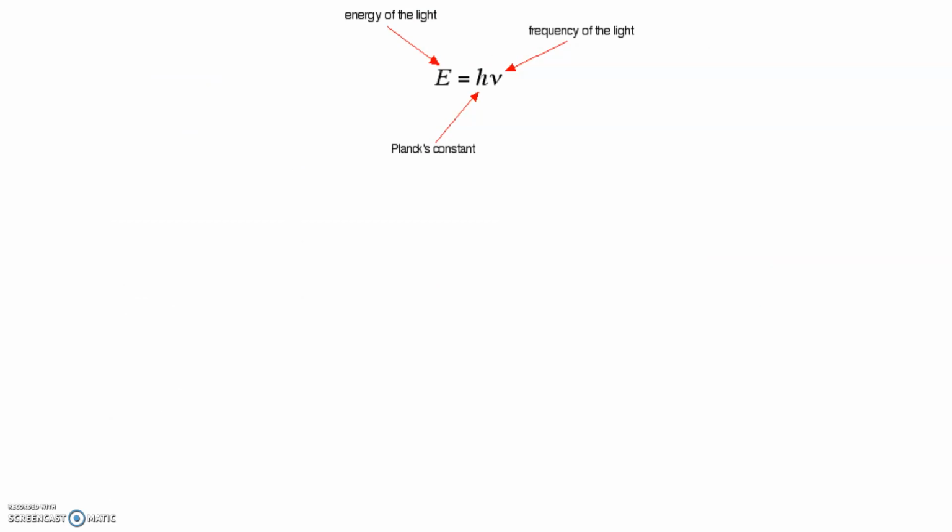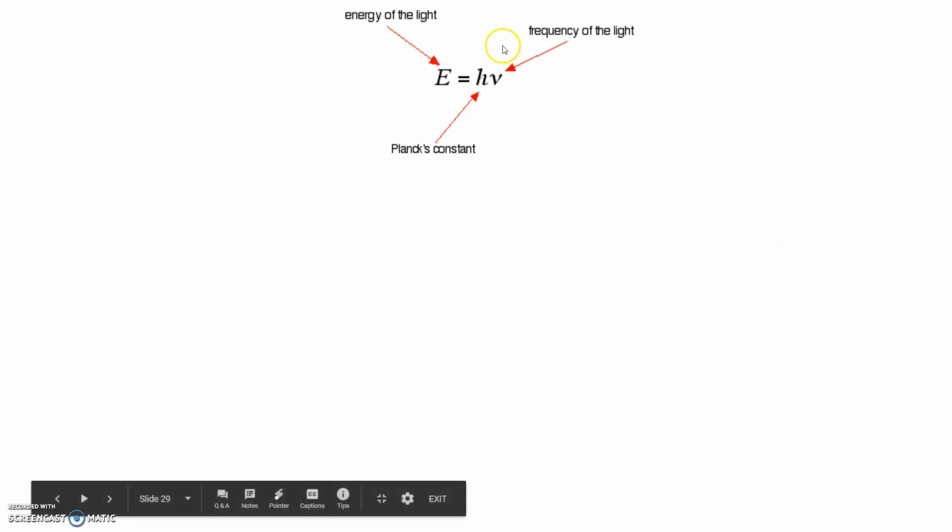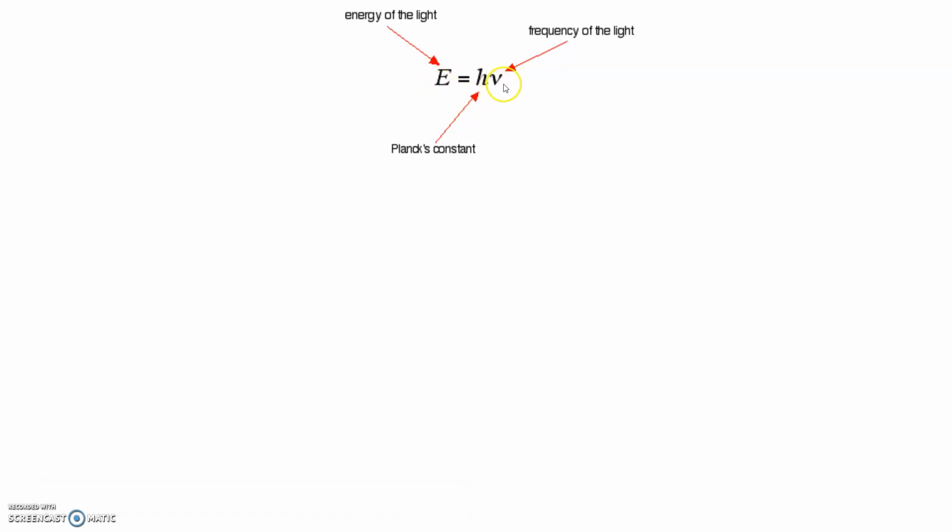All right, we've been talking about light as quantized, as a certain amount of energy, but what exactly is that energy, and how can we calculate it? That energy can be calculated through the equation that energy is equal to Planck's constant times the frequency of light. As you can see in this equation, the higher the frequency, the higher the energy, and vice versa.